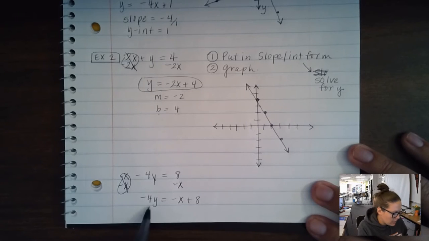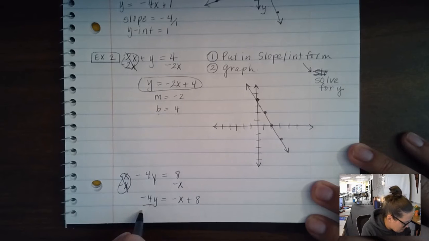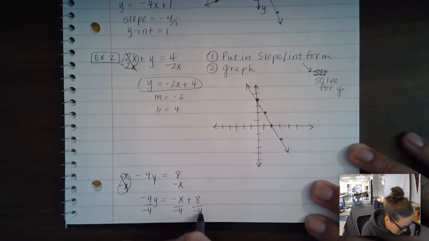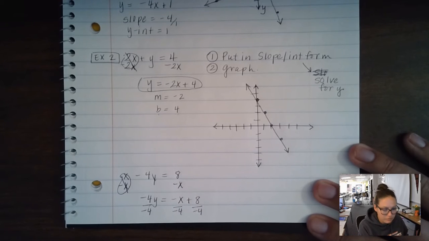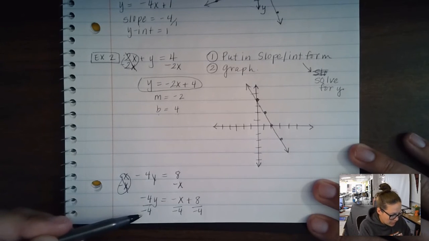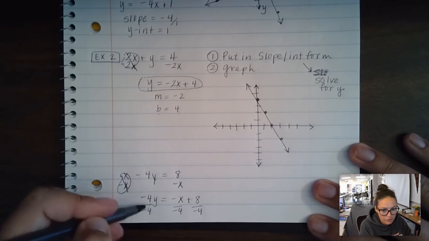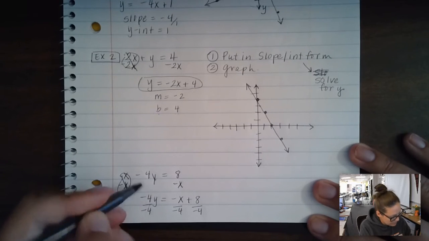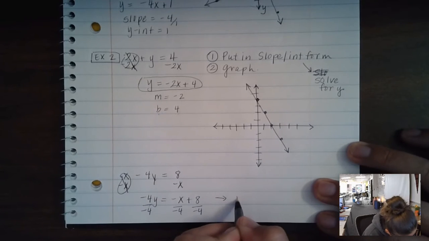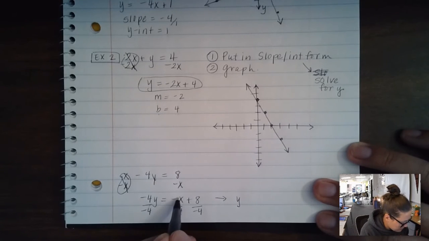Now, y is not alone yet. I got to get rid of this -4, which means I have to divide everything by -4. -4 can cancel out because this makes 1. -4 divided by -4 is 1. So now I have 1y, or just y.